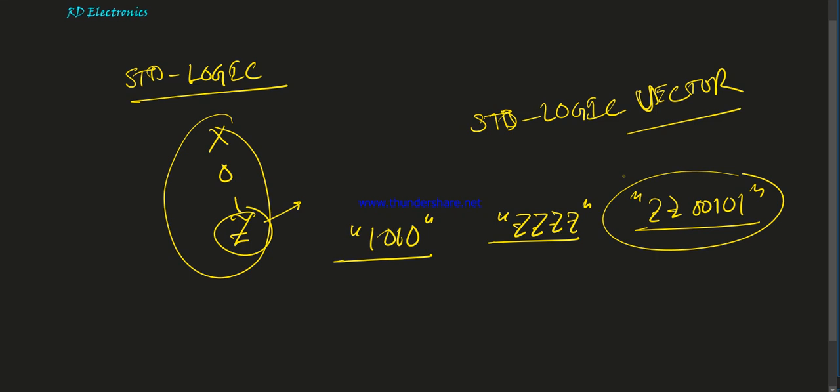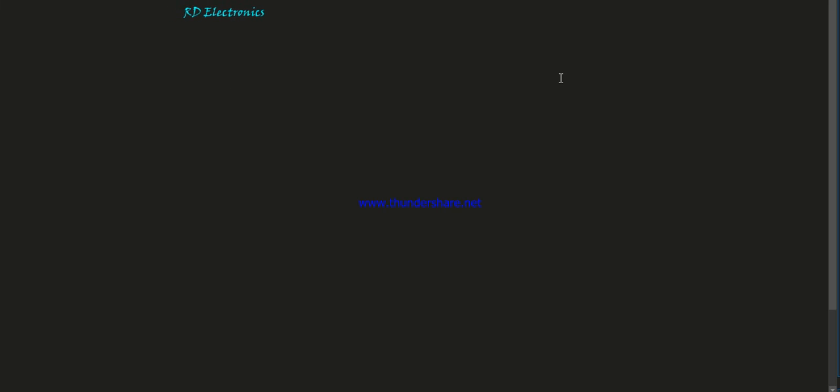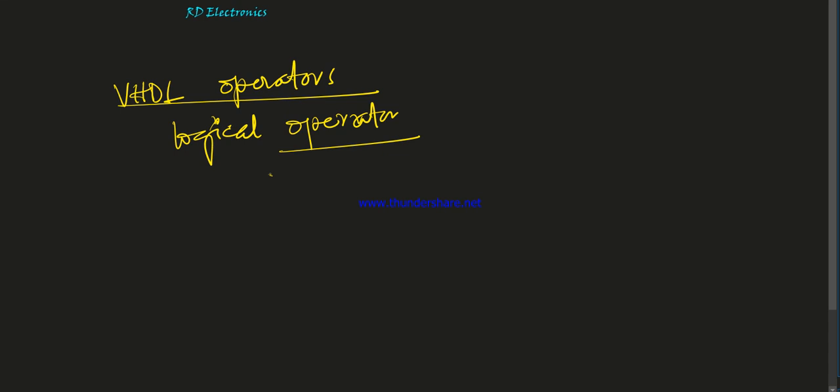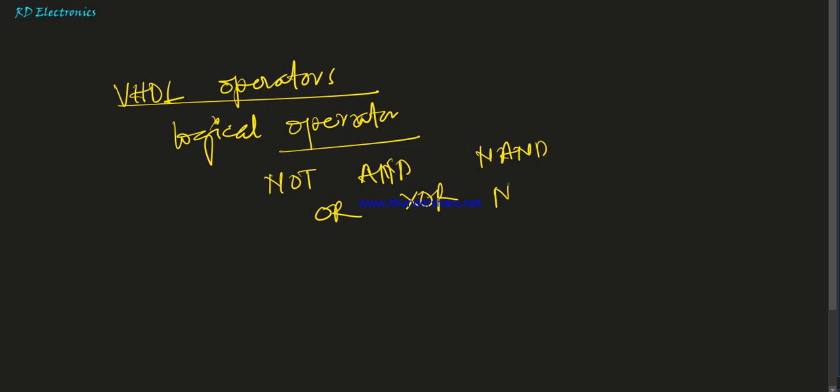Okay, this is the basic data types which is defined in VHDL. Now we talk about VHDL operators. So what are the VHDL operators? First of all, the logical operators. These logical operators are used for gate implementation, logic gates, like NOT operation, that is invert, AND operation, OR operation, XOR operation, NAND operation, NOR operation. These are known as the logic operations.